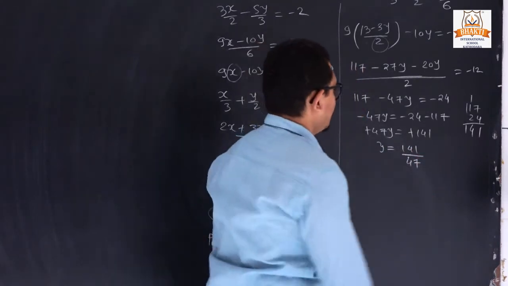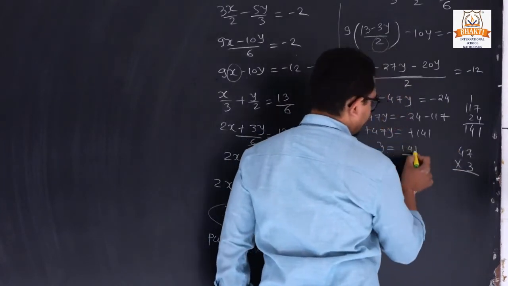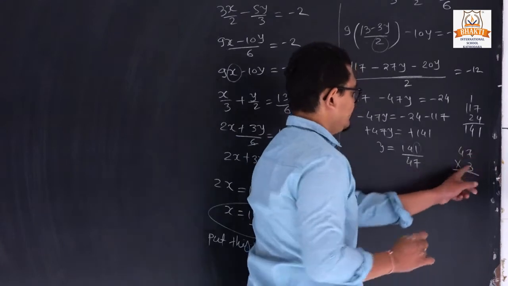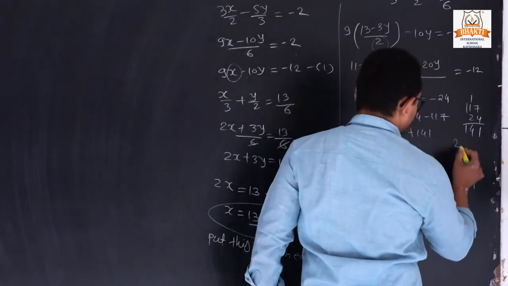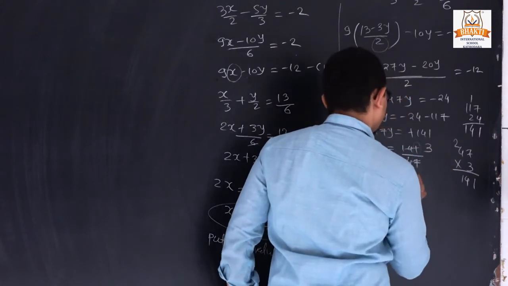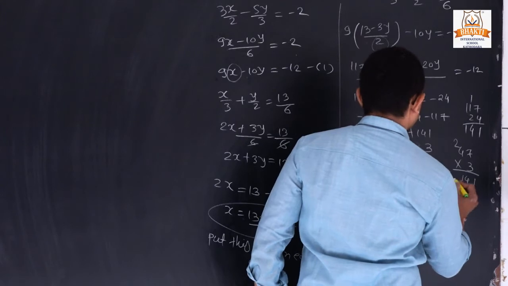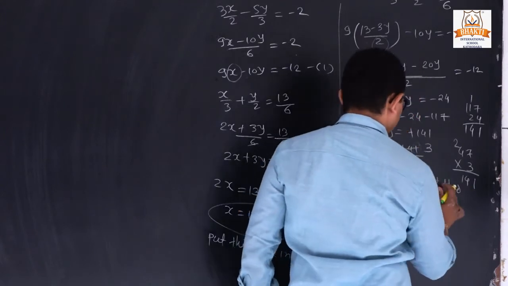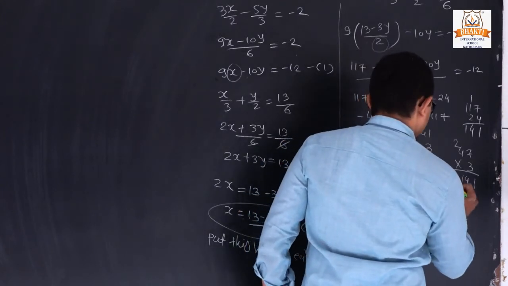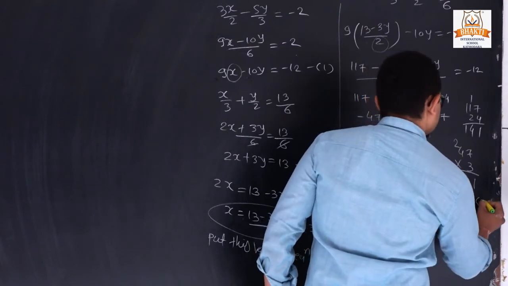47. Now we can check 47 3's are, because here we have a last digit is 1. So 7 3's are 21, 12 plus 2, so it is 14. So 3's are. So what is the value of y? It is 3. So now we will put this value in equation number 3.